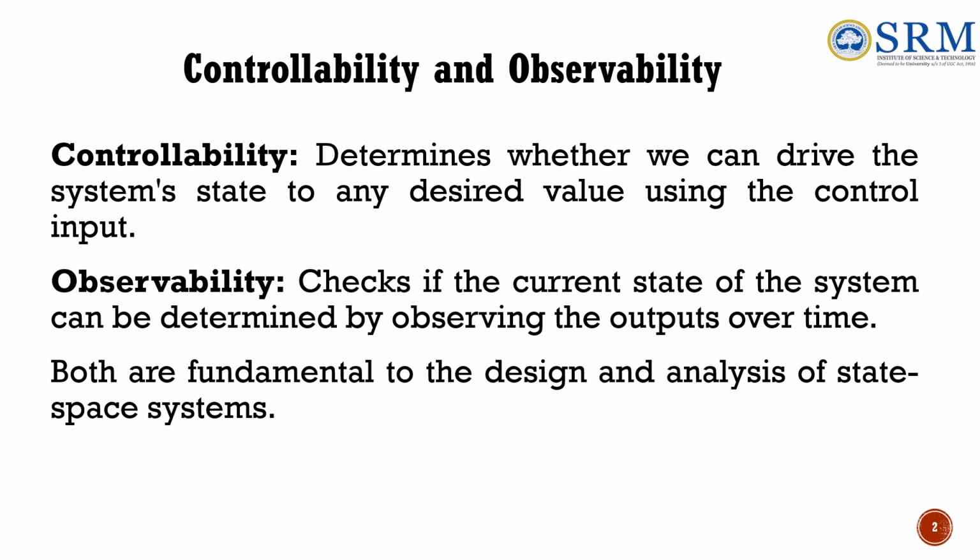Controllability determines if we can drive the system state to any desired value using an appropriate control input. It is essential for designing systems where precise control over the state is required. Observability indicates if we can fully determine the system state by observing its outputs over time. It is crucial for monitoring and state estimation in practical applications.